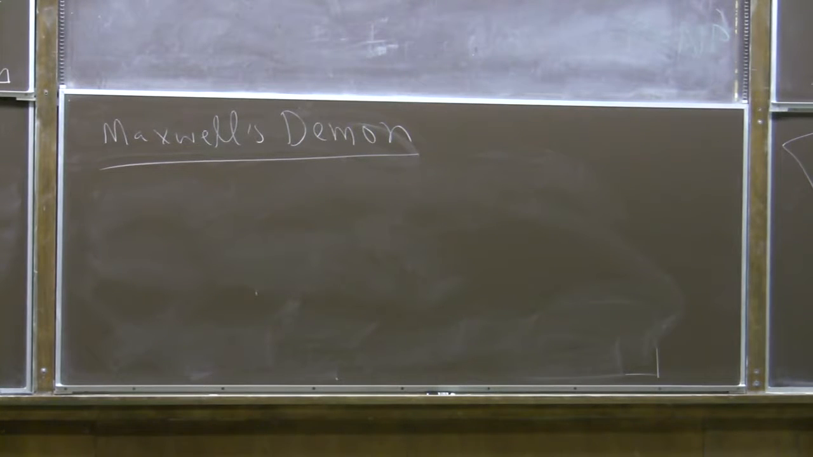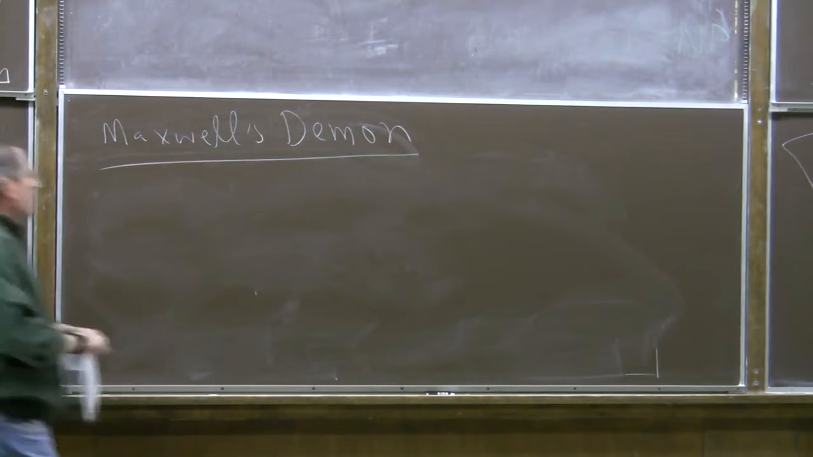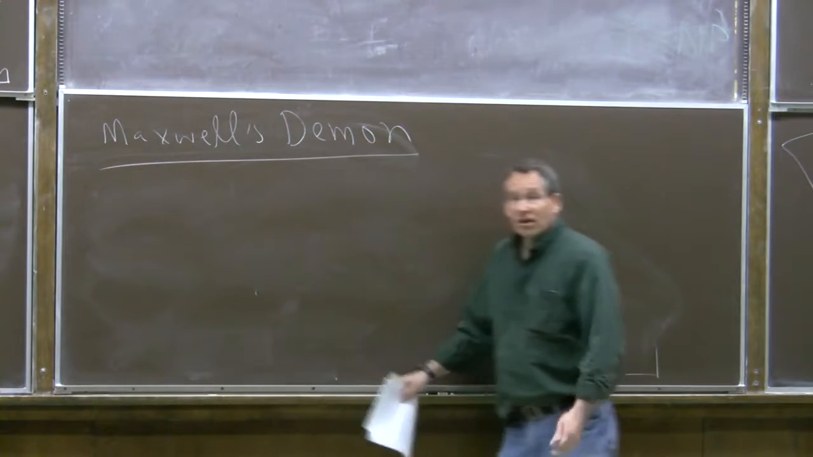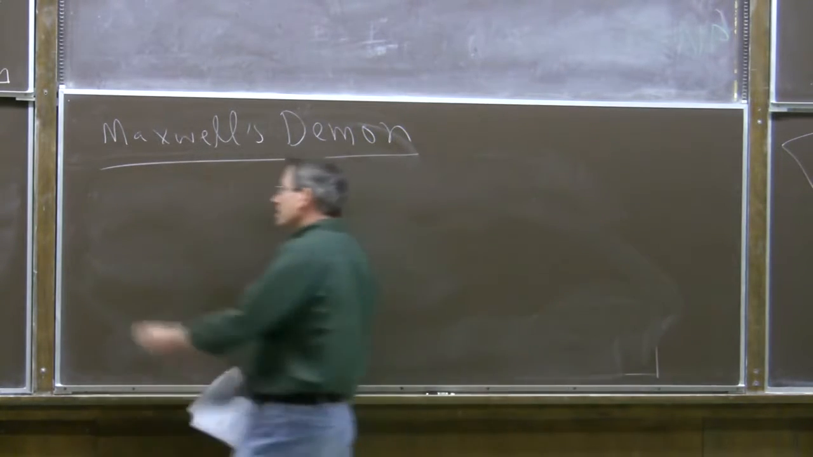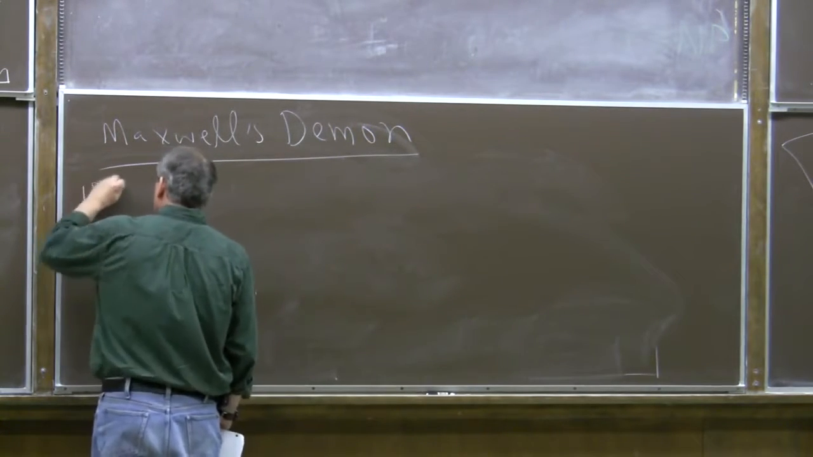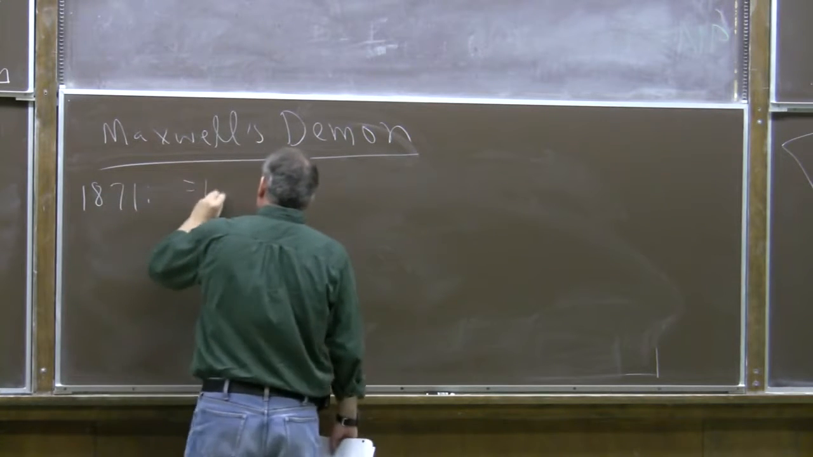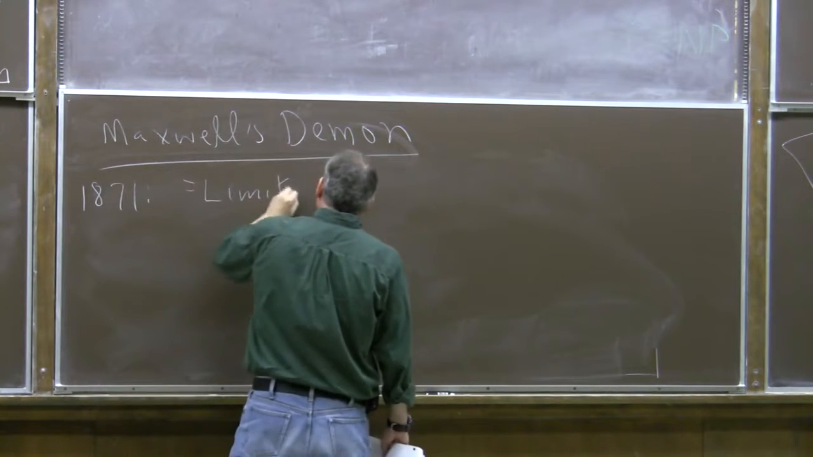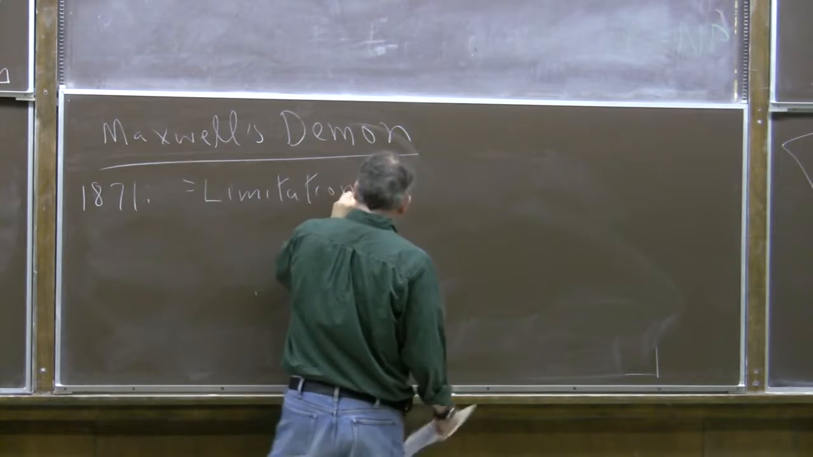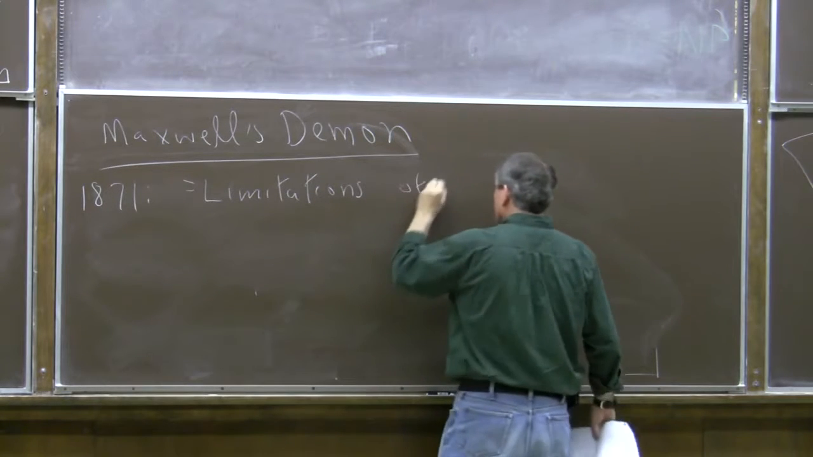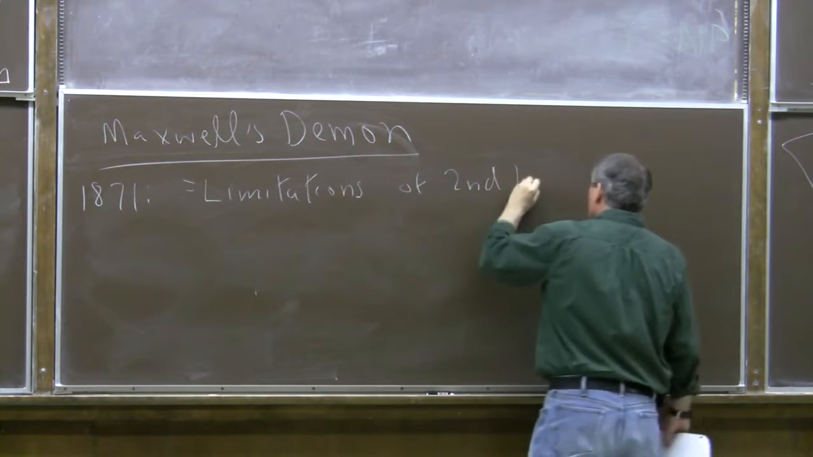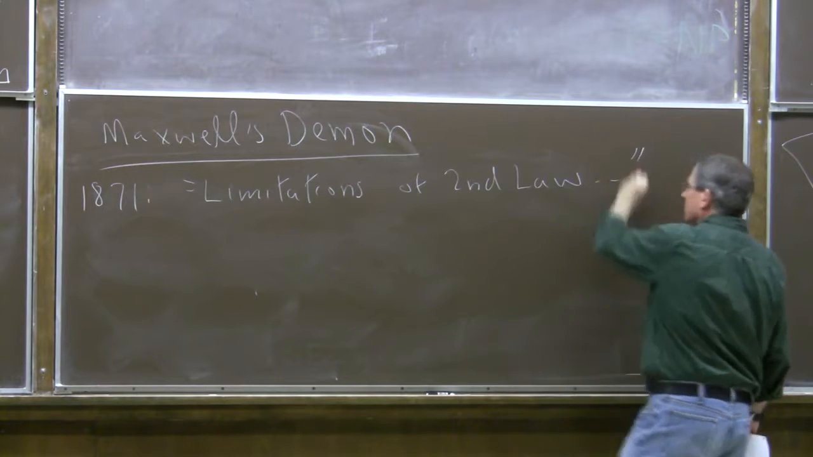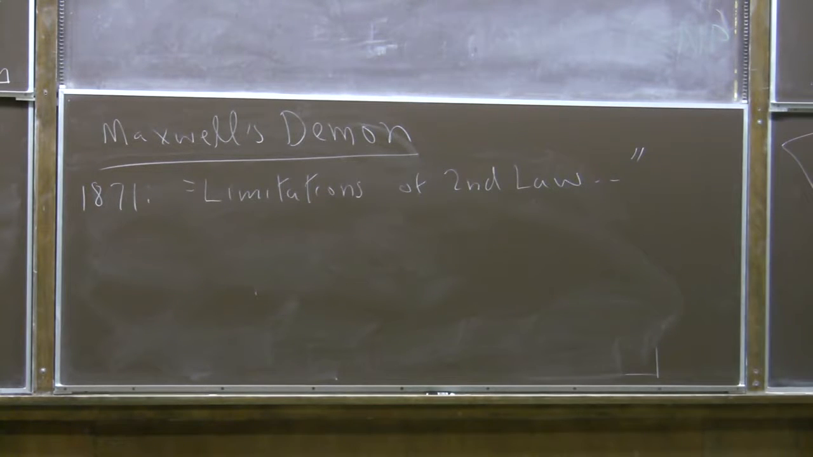But Maxwell had some qualms about the microscopic view of the second law of thermodynamics, which he expressed in an article in 1871, which he called Limitations of the Second Law. Maybe it doesn't always work, he said. Can you imagine the following situation?